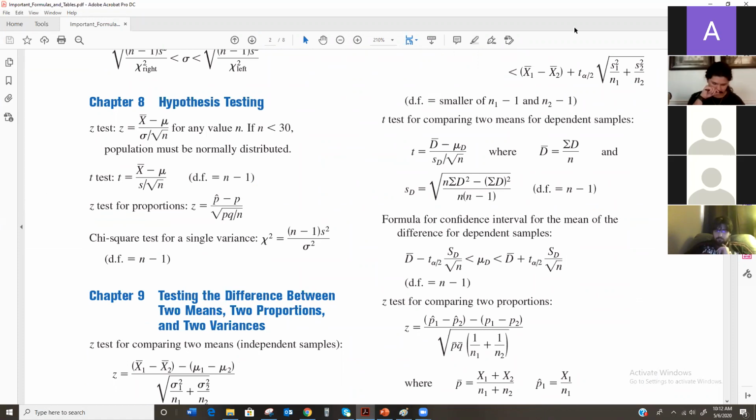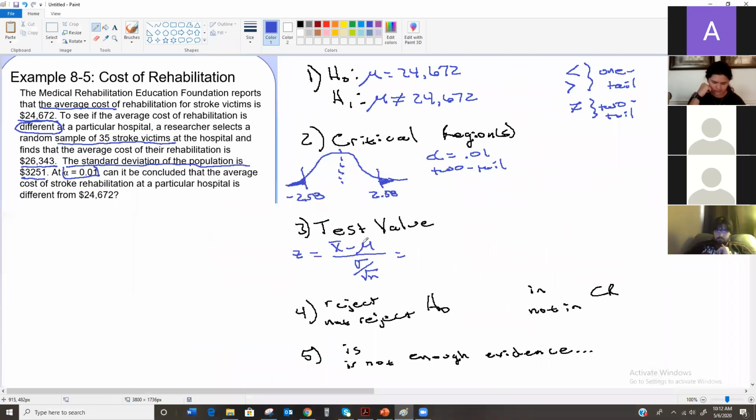So, all right. And what's your X bar? It's going to be 26,343. You got it. That's what you actually got from your sample, because X bar is the sample mean. Then we're going to use the same mean we had up here. We said the mean for the population was 24,000. It hasn't changed. 24,672. These numbers are kind of big, which is kind of a pain. Sigma is 3,251. Square root of 35.